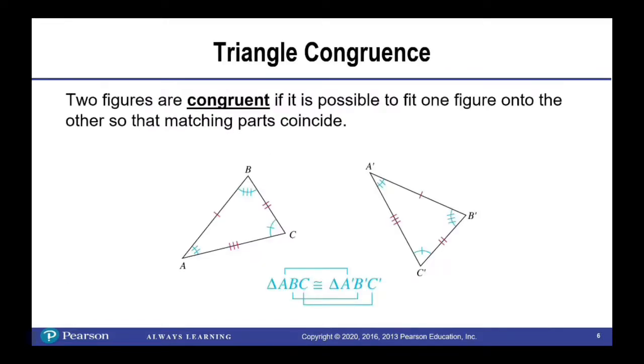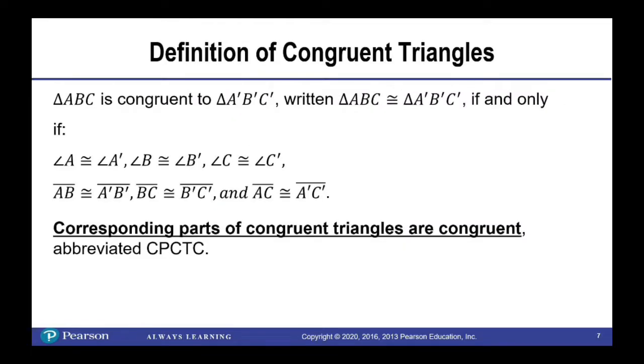Now let's continue thinking about our congruence. Two figures are congruent if we can fit one figure on top of another so that the matching parts coincide. When we name congruent figures or congruent parts, we always name them in the order that they're congruent. So notice here that A and A prime are congruent, B and B prime, C and C prime. For triangles to be congruent, all of their angles have to be congruent, and the sides have to be congruent. We say this as CPCTC. Corresponding parts of congruent triangles are congruent.